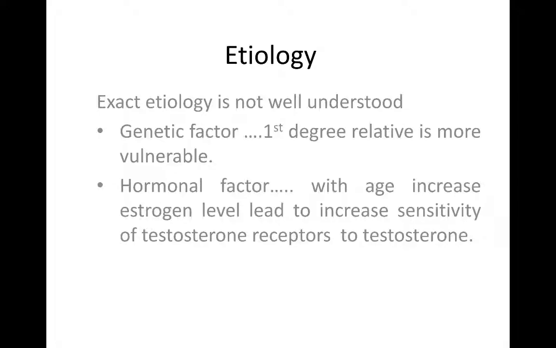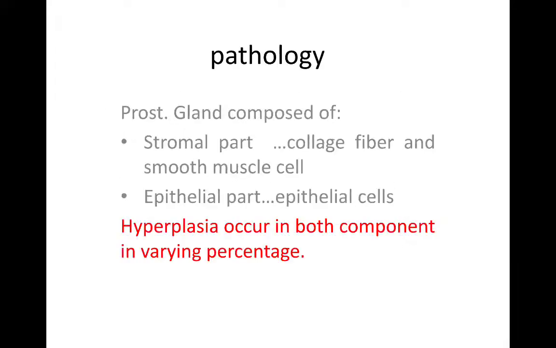Because estrogen, look at this note, increases the sensitivity of the testosterone receptor to testosterone. So the receptor will become more and more sensitive to testosterone, so the testosterone will act more and more, and this leads to enlargement of the prostate and development of benign prostatic hyperplasia.